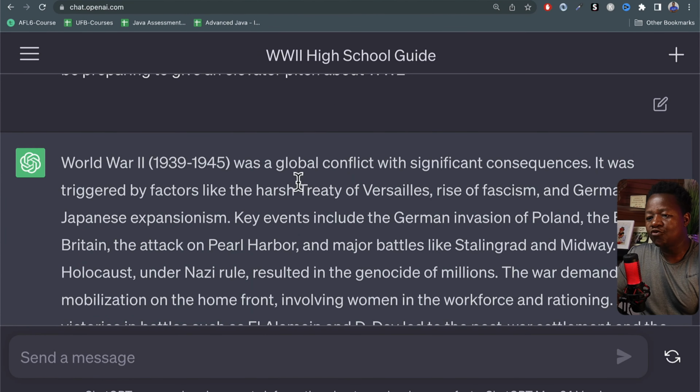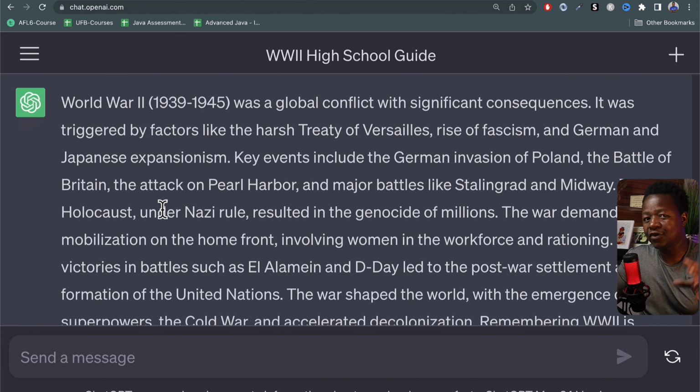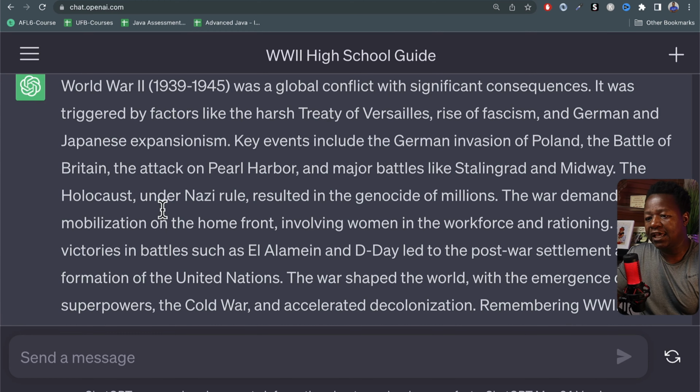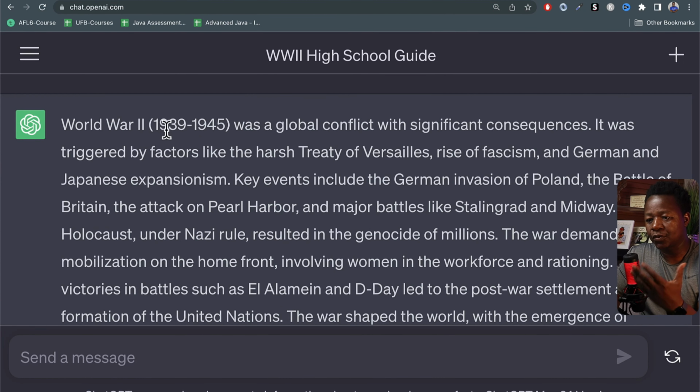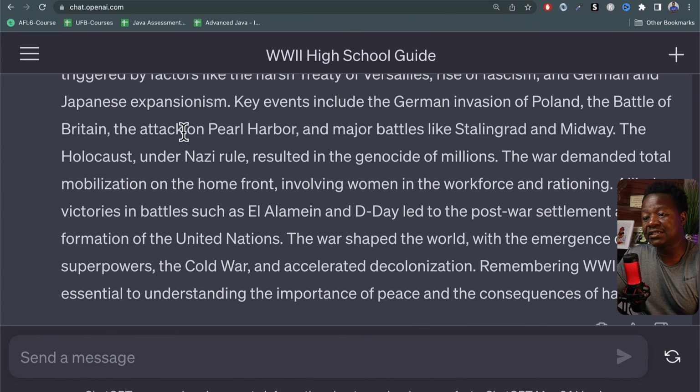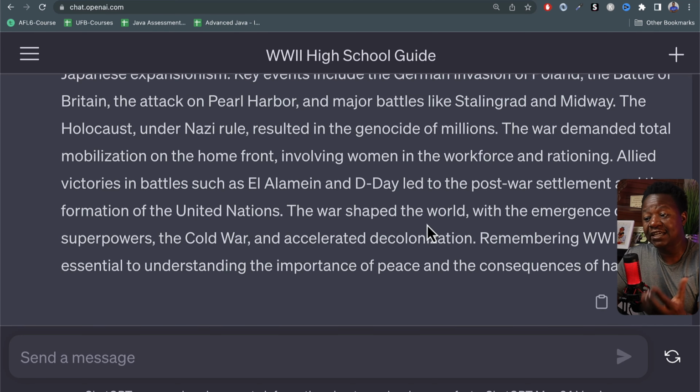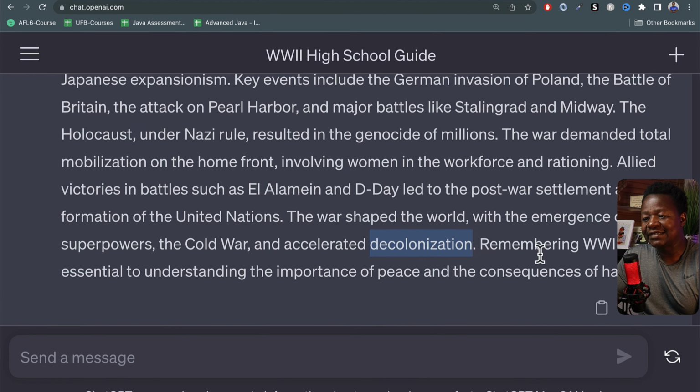And look at this. Right then, it went ahead and summarized everything, condensed everything into this. World War II, the dates, tells us it was a global conflict with significant consequences, and even talks about the Treaty of Versailles, rise of fascism, Germany, Japanese expansion, and all of that. And even touches on Pearl Harbor and major battles like Stalingrad and Midway. And all of this information touches on decolonization as well, and so forth.